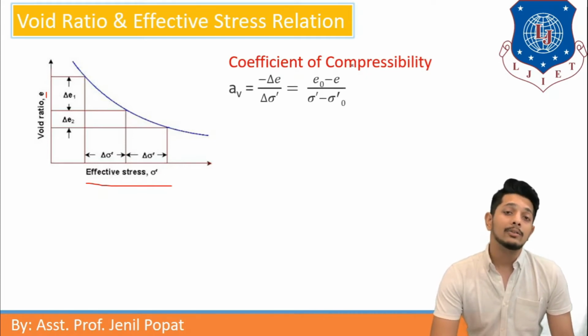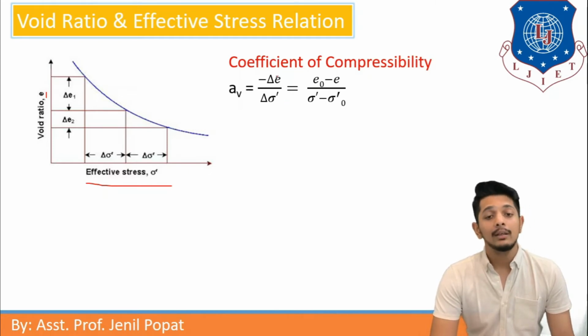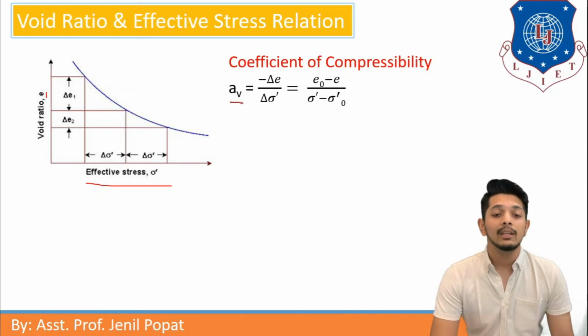Now, the coefficient of compressibility is defined as the change in void ratio per change in effective stress, where it is denoted as av. The coefficient of compressibility is denoted by av and is written as minus delta e upon delta sigma dash. Here it is written as negative.